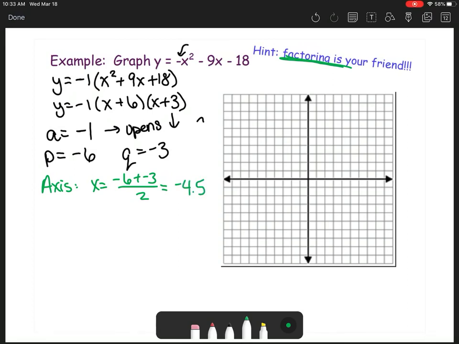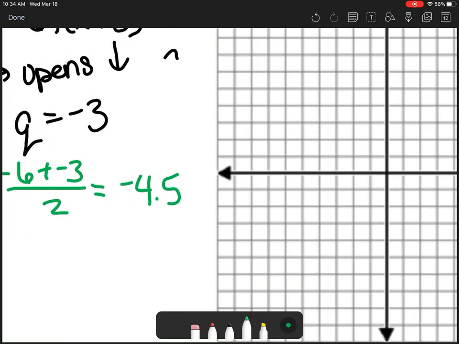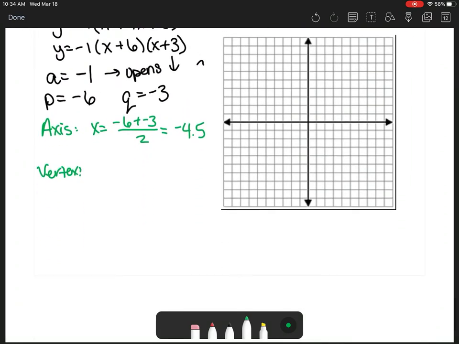A little calculator work on the side there. And then to find the vertex, because that's super important, we know, we're going to plug in -4.5. Again, factored form, if you want. Either one will get you the correct vertex. Sorry about the strange zooming there. So -4.5 plus 6 and -4.5 plus 3 gives us a y value of 2.25.